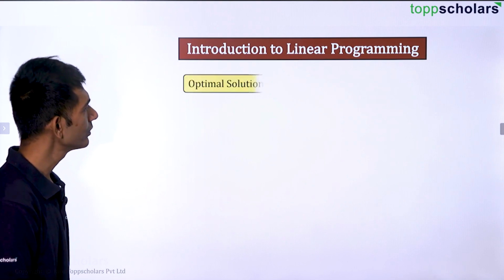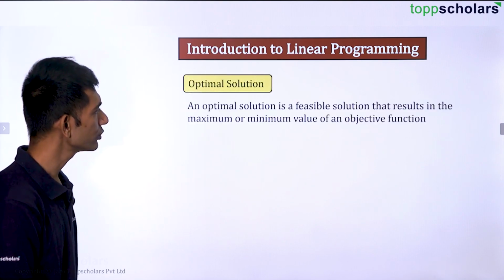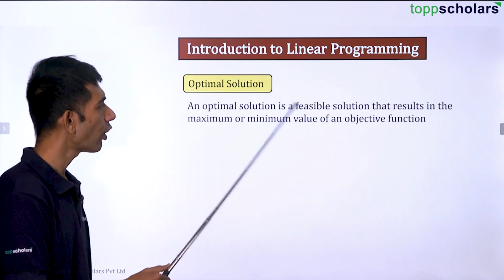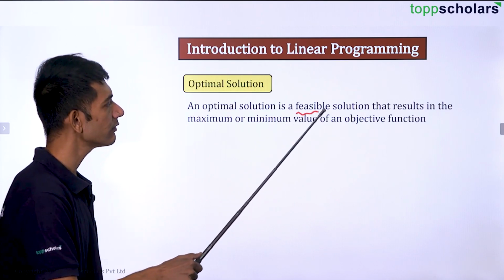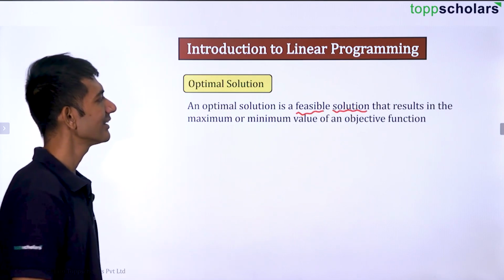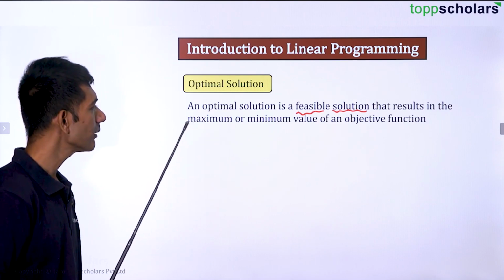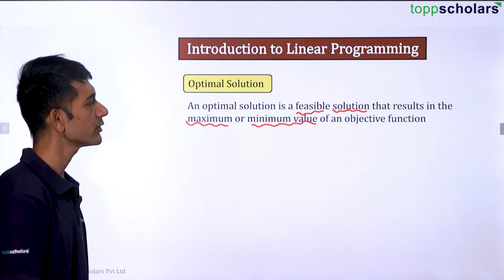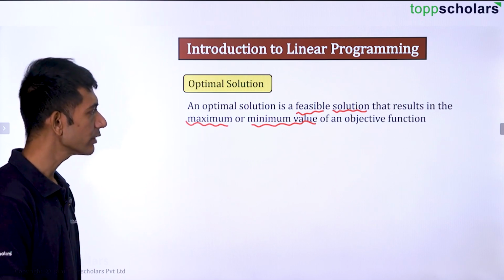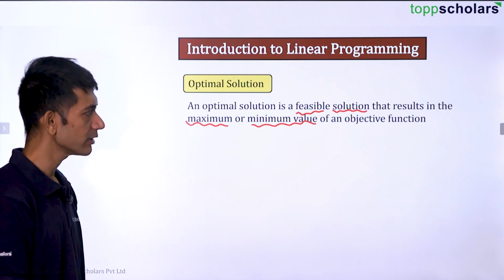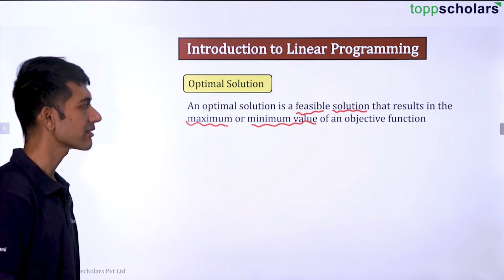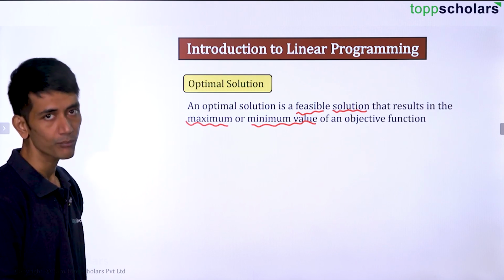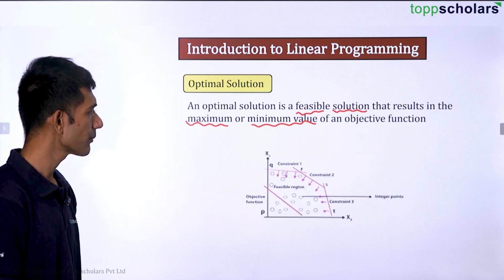Okay, let's continue. Let us talk about the optimal solution. What is an optimal solution? An optimal solution is a feasible solution that results in the maximum or minimum value of an objective function.